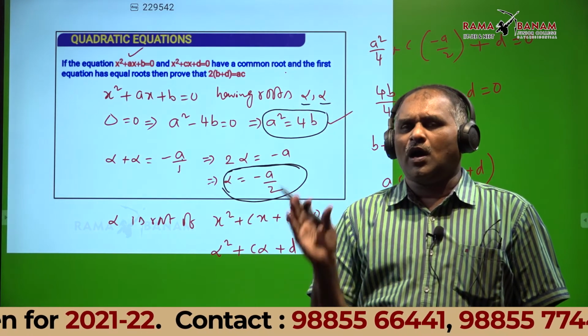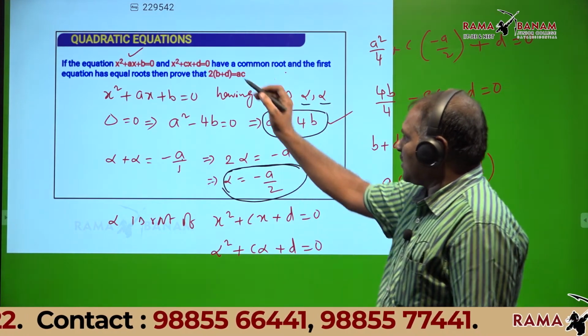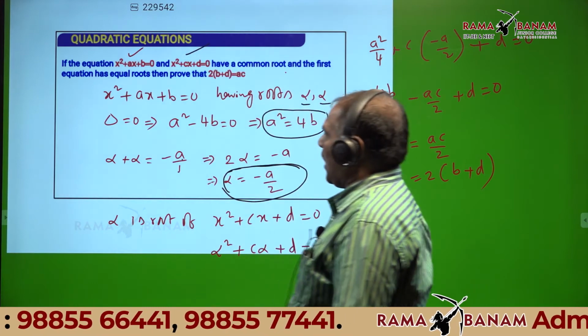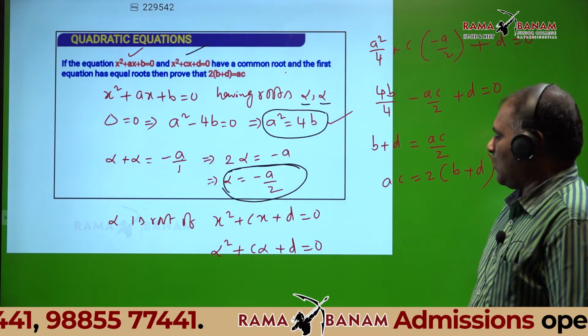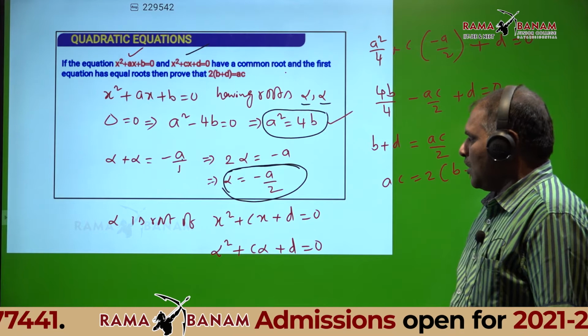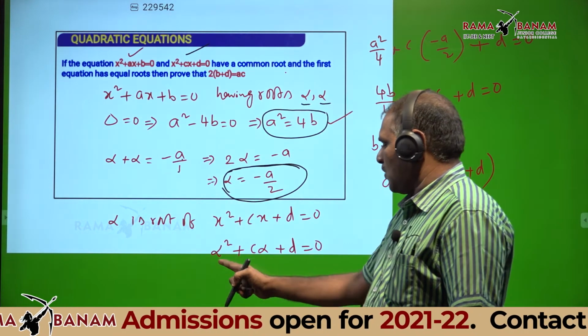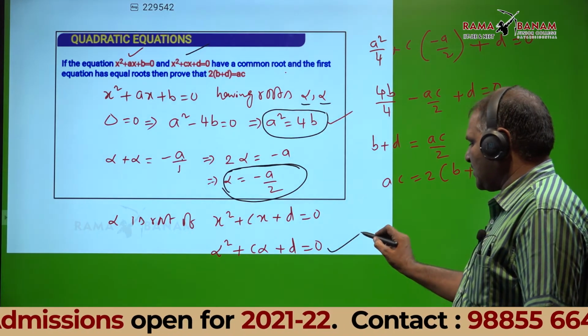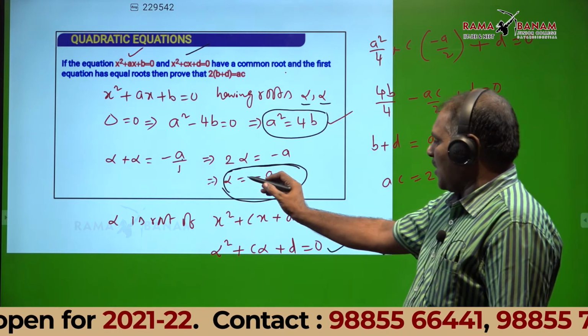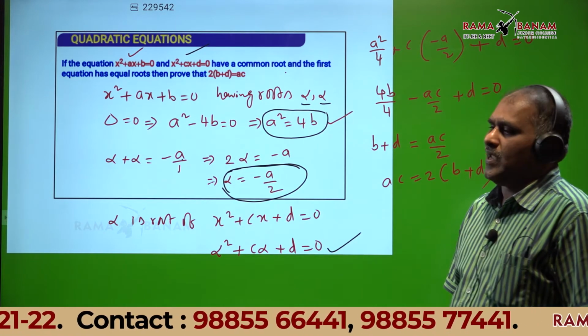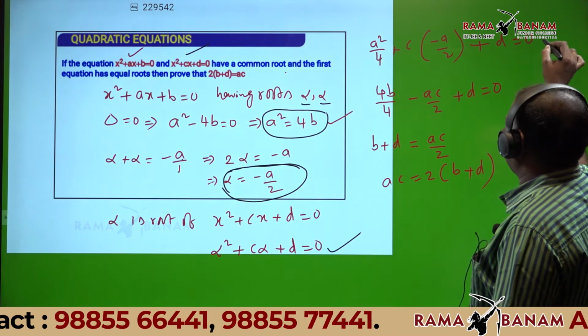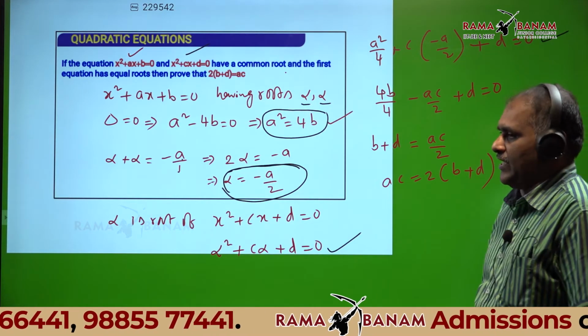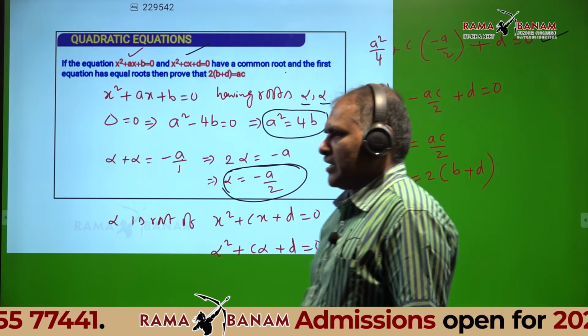But alpha is also a root of the second equation. Put x in place of alpha and we get this equation. But alpha is equal to minus a by 2, so you can substitute that in the equation. Do you understand?